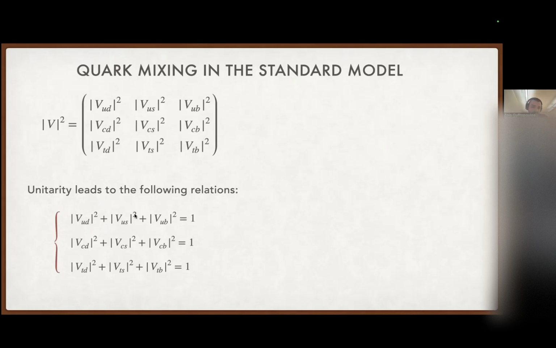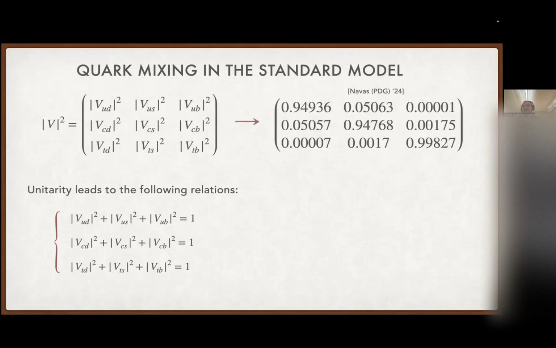So unitarity relates all of these elements, and in reality we have only 4 independent parameters, which we will take to be these 4: the 1,1, 1,2, 2,1, and 2,2 elements. So now experimentally, what are the numbers that we actually try to explain? You can find them in the PDG report from 2024. And these numbers are really nice.